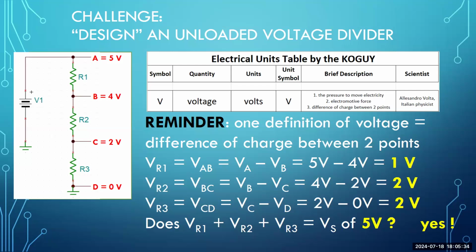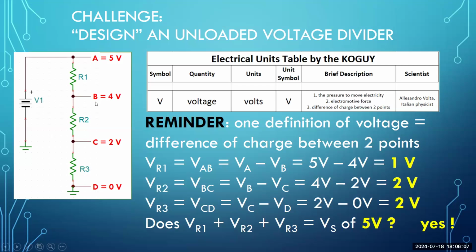So let's take a look at this reminder. The reminder says one definition of voltage is the difference of charge between 2 points. Now, difference means what kind of math? If sum means to add, what does difference mean? Yes, difference means to subtract. So if you take a look at us trying to determine what VR1 is, VR1, the voltage across R1, is the voltage between point A and point B.